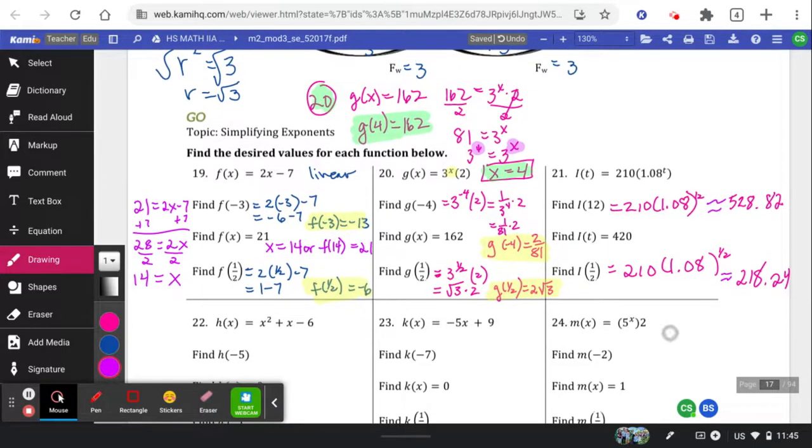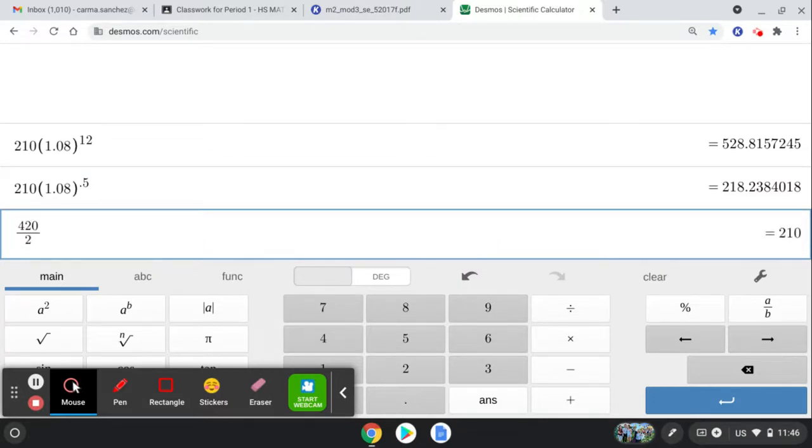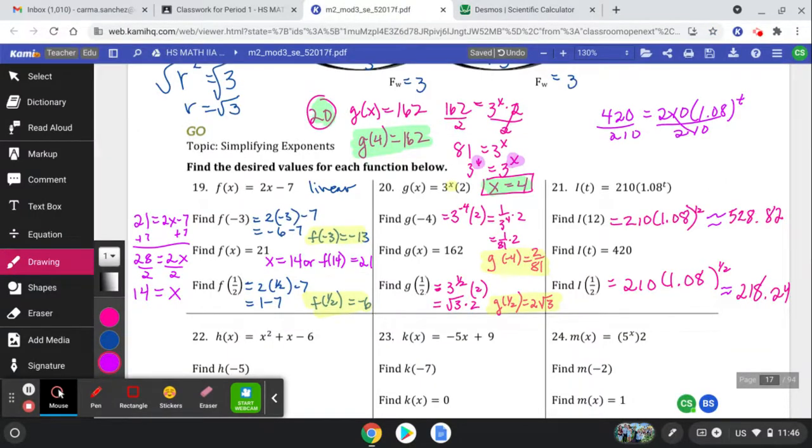Okay, the 420, let's go over and check that guy out. 420 equals 210 times 1.08 to the power of our unknown t. So we're going to divide both sides by 210. So we get 2 is equal to 1.08 to the power of t.